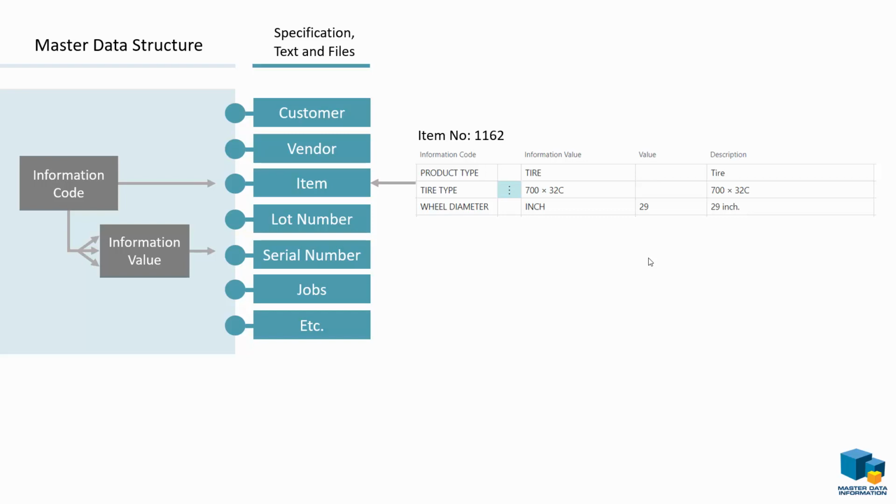On the last line with the wheel diameter, we selected the information code wheel diameter, the information value inch, and then the value is specific for item number 1162, because we don't want the value on our wheel diameters to be a generic drop down on the information value list. So we don't want a long drop down. The value is related to each item, each customer, each vendor, where you can state specific numbers. This will typically be heights, sizes, specific colors like RAL colors and stuff like that. So the value field is a field you enter specifically for each entry in the information entry table.